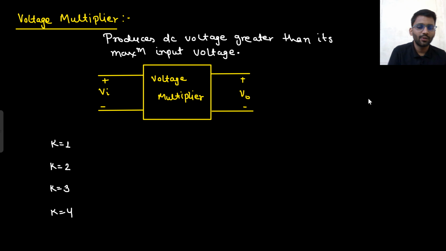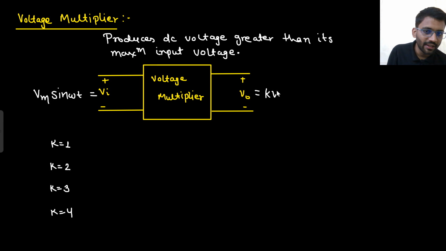Hi everyone. So now we are going to cover voltage multipliers. So what are the voltage multipliers? What we have already seen: clipper, clamper, then peak detector. Now what is the voltage multiplier? Let's assume this is your input, which is Vm sin omega t. Now voltage multiplier will give you the output higher than the input voltage, higher than the maximum input voltage.